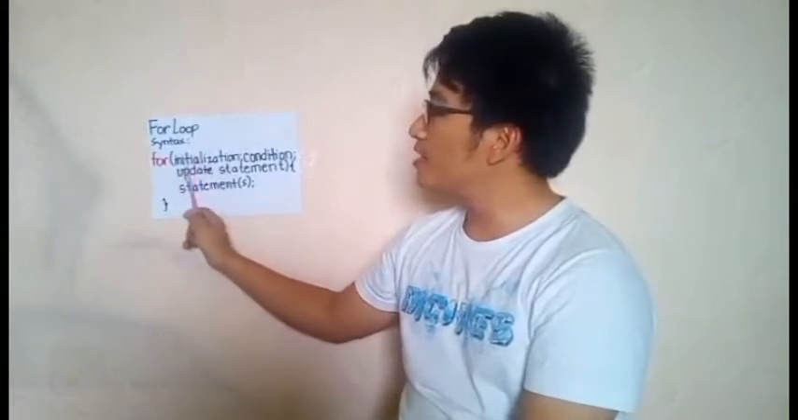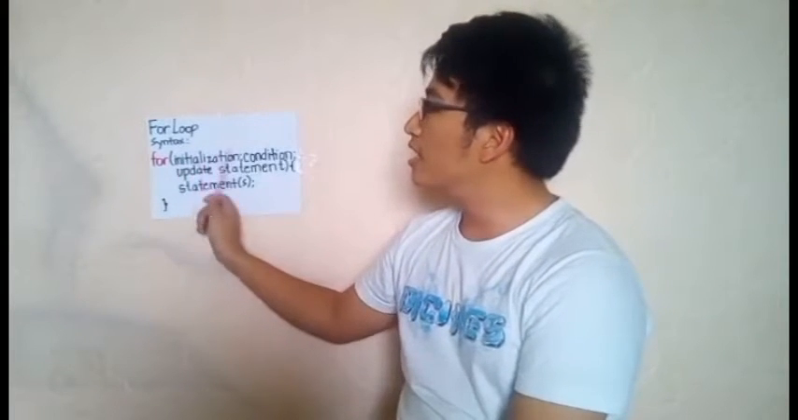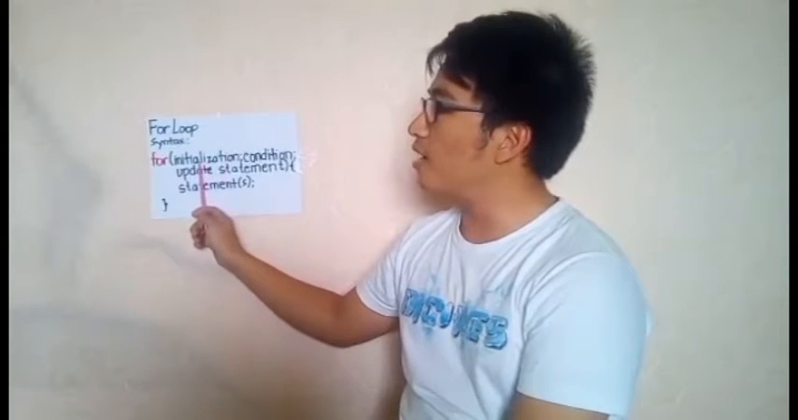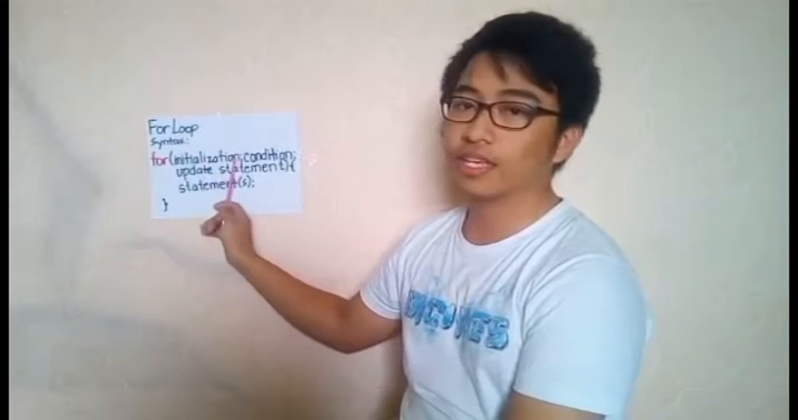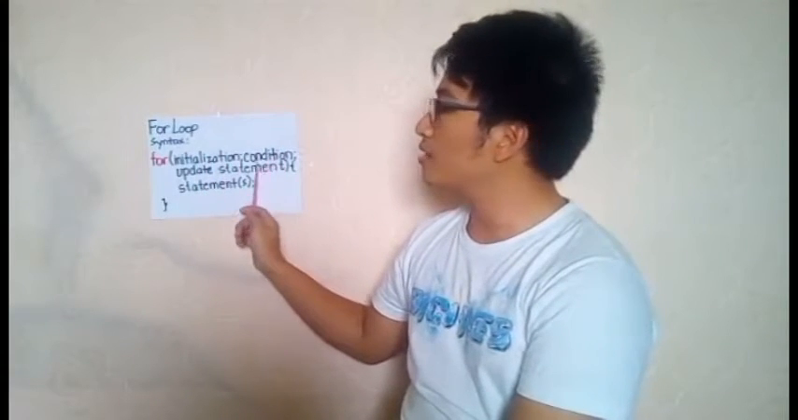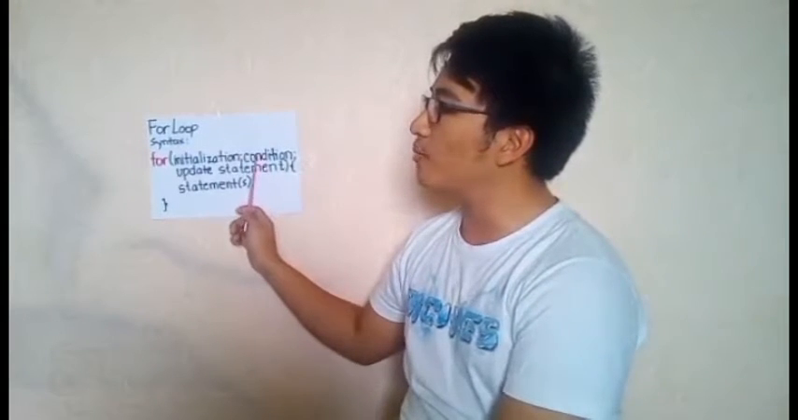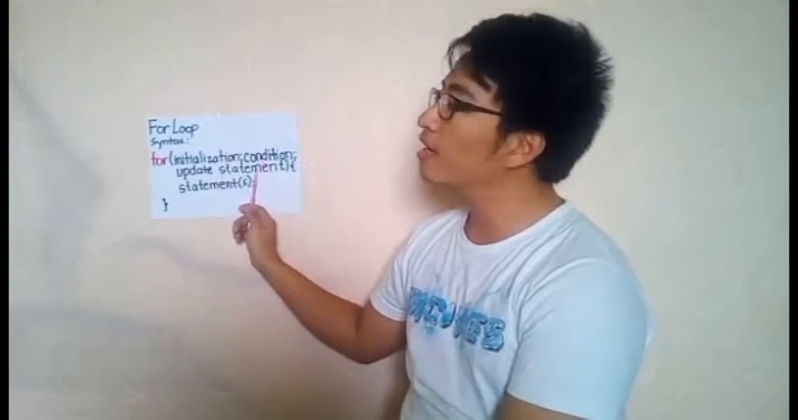Hi, I will discuss to you about the syntax for the for loop. The first is the initialization. Initialization is an expression that is evaluated once before the loop. The second is the condition. The condition is evaluated before each iteration and the loop exits if it is false.